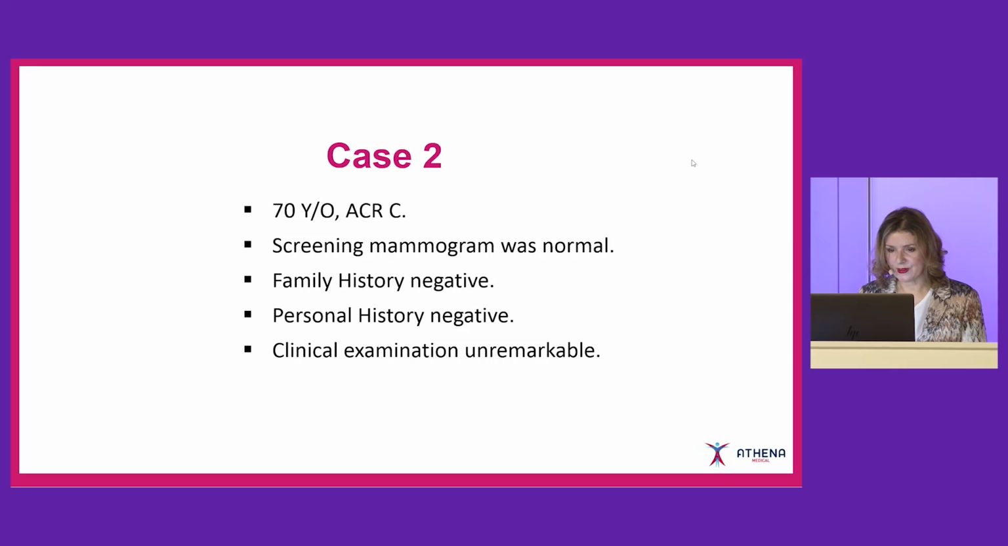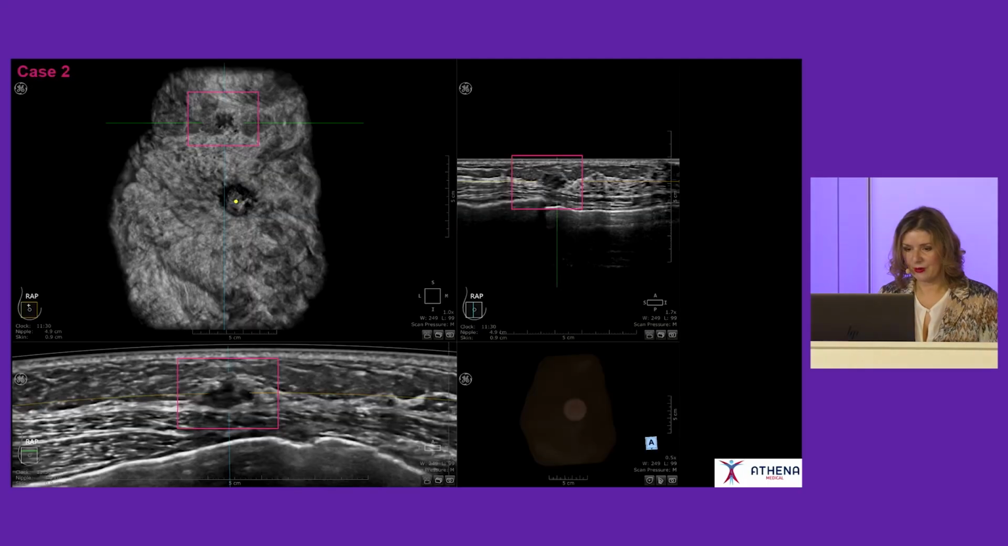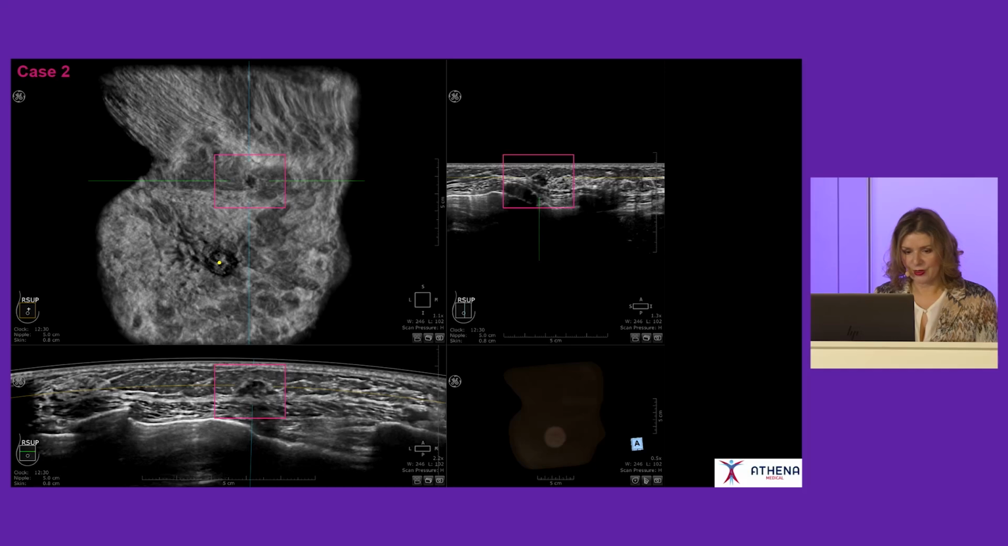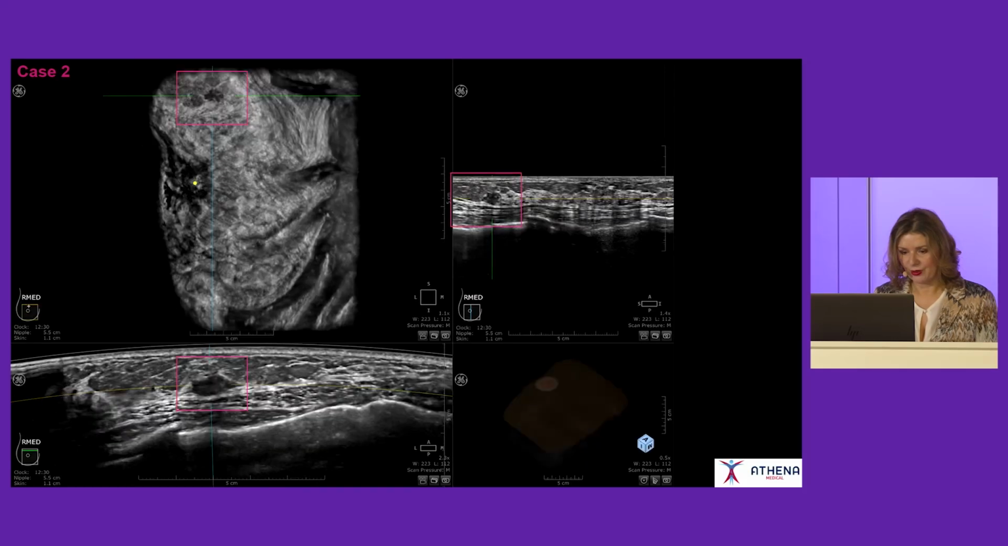Our second patient is 70-year-old. She had a screening mammogram, which was normal. It was performed at another facility. Her family and personal history was negative. There was nothing on clinical examination that was performed by our clinician. And you can see on her ABUS, this is the right AP, there is an irregularly shaped mass located at 11.5 position, also seen on the right superior and on the right medial.